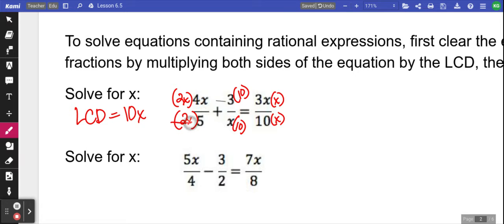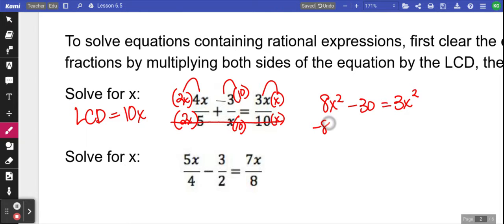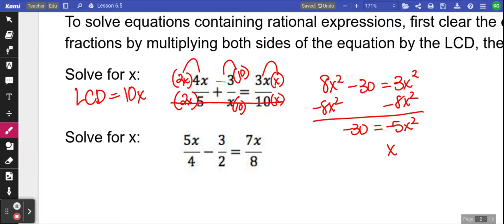Now, since all of my common denominators are 10x, I'm going to start by solving the top. So that would give me 8x squared minus 30 equals 3x squared. Now I'm going to subtract the 8x squared to both sides, which gives me negative 30 equals negative 5x squared. Divide both sides by negative 5, which gives me x squared equals 6. And then take the square root, which will give me two answers of positive square root 6, and negative square root 6.